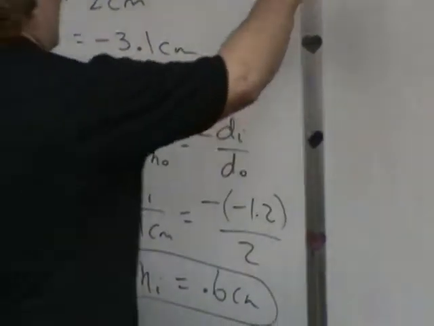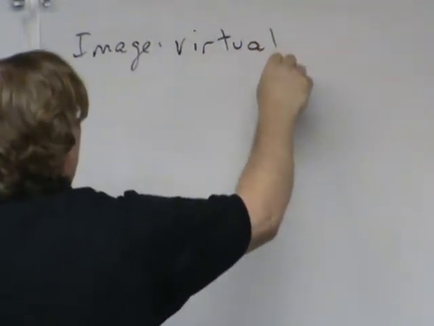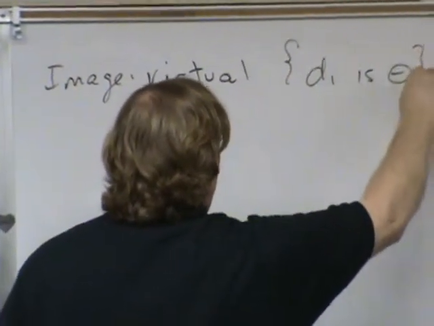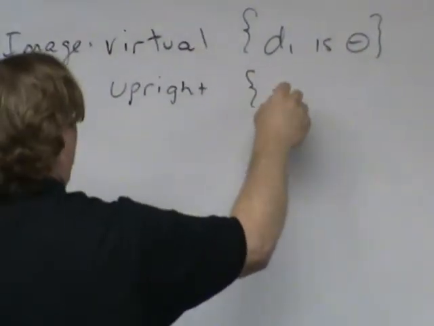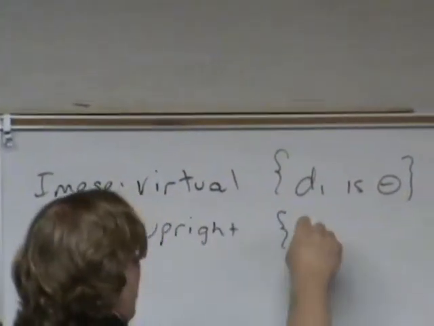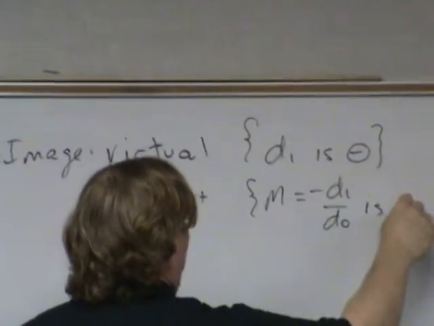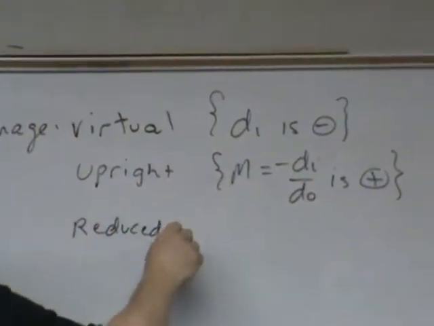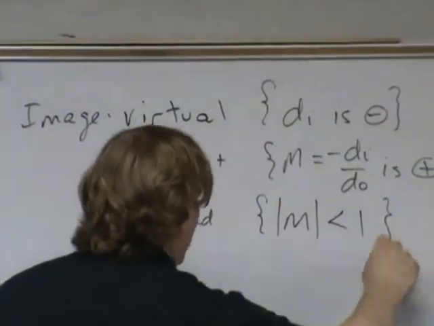So I want you to see that you get an image that's virtual, and I'll put in parentheses, because d sub I is negative. You've got an image which is upright, and that's because d sub I is negative, which means the magnification, which is equal to negative d sub I over d sub O, is positive. And then finally, it's reduced in size because the absolute value of the magnification is less than 1.